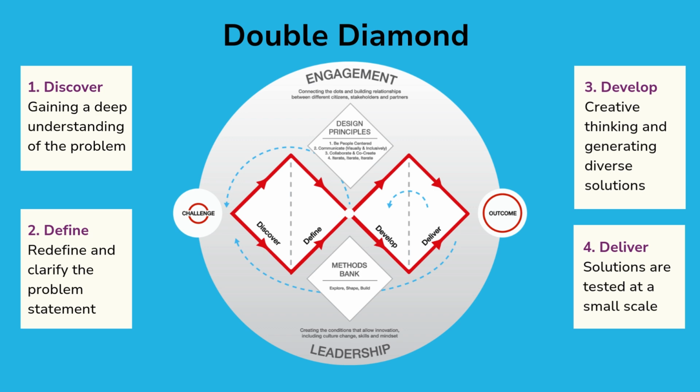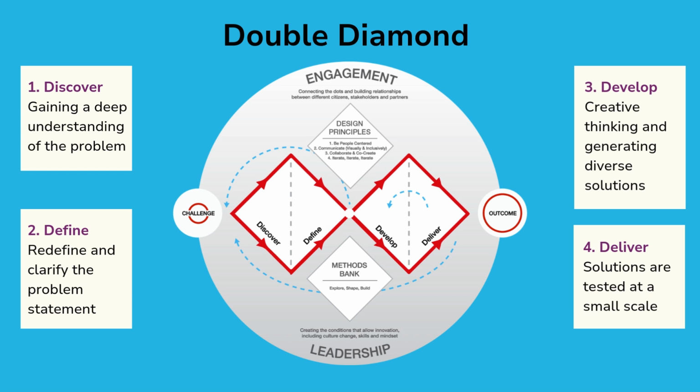Firstly, discover. The first diamond represents the initial stage where the emphasis is on gaining a deep understanding of the problem. This involves engaging with and spending time with the people directly affected by the issues at hand. Secondly, define. The insights gathered during the discovery phase help redefine and clarify the problem statement. It encourages looking at the challenge from different perspectives.